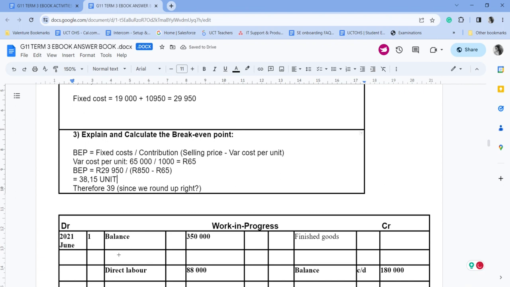But when it comes to maths or being practical, it's impossible to produce 38.5 pairs of sneakers. You get it? It's like what happens to the other one. So we would have to round it up. If you round it up, then you get 39 units, which means that the business must produce 39 units in order to break even.